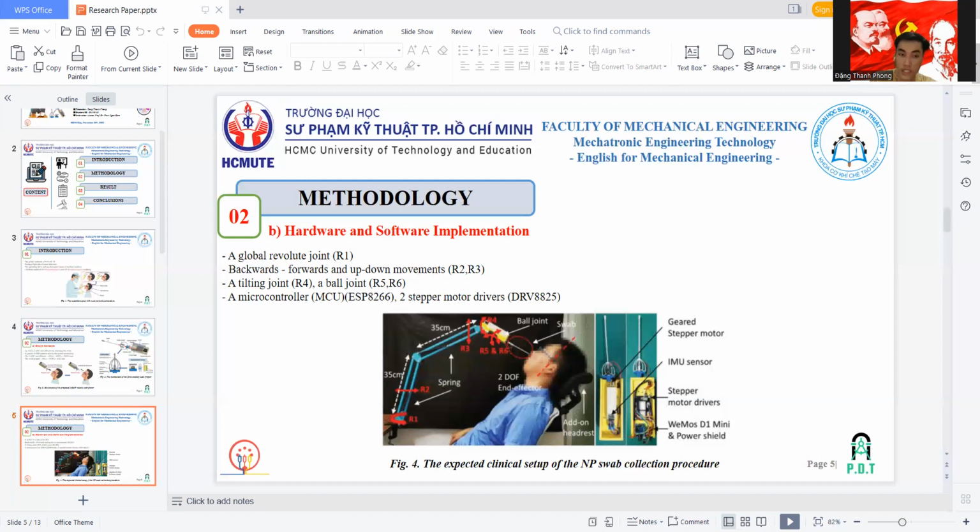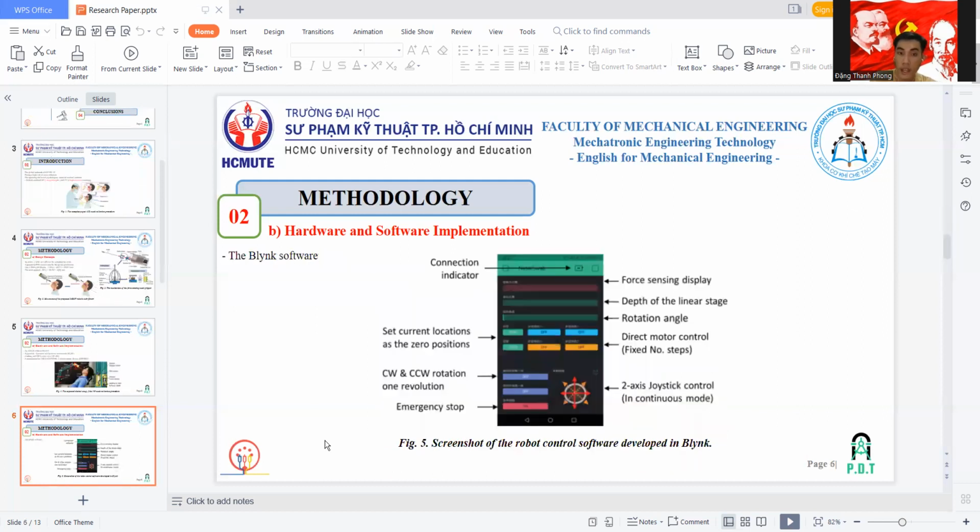The system is powered by a regular 9.3 ampere power supply, which can be directly plugged into the power cell. With the Wi-Fi function of the MCU, we developed a mobile phone-based user interface, UI, using the Blynk software. This is the Blynk software, figure 5.